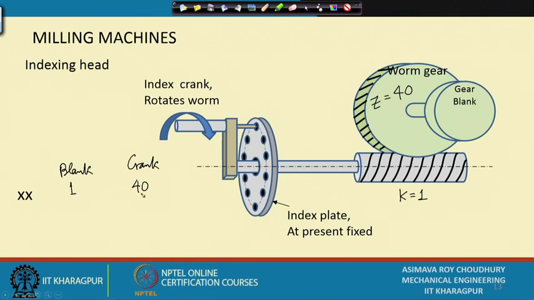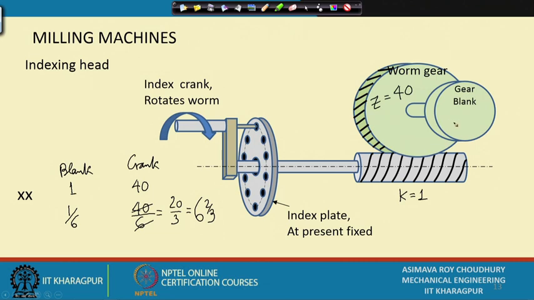So, in that case, if I want to rotate it by 60 degrees, that means I have to rotate it by 1/6 of a rotation, which means that the crank will rotate 40 by 6th of a rotation, which is, this will cancel, 20 divided by 3, equal to 6 and 2/3 of a rotation. So, if I rotate this one by 6 and 2/3 of a rotation, I will get exactly 60 degrees of rotation here.